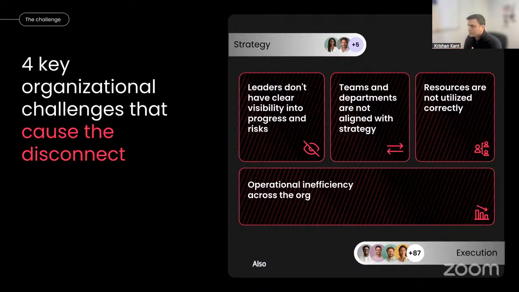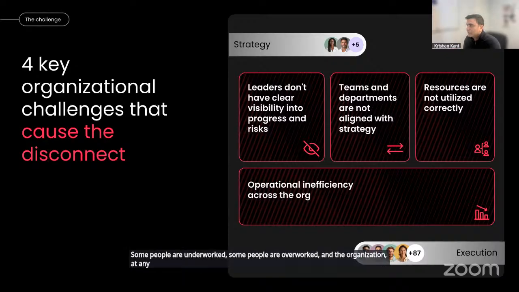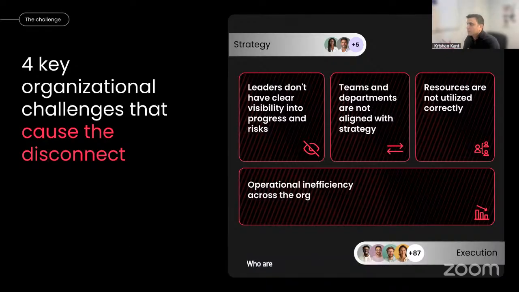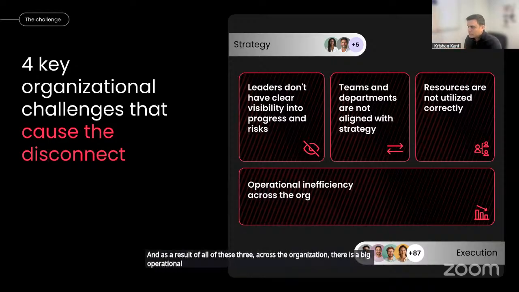Also, in the absence of a proper resource management platform, some people are underworked, some people are overworked, and the organization at any given time does not really know who is underworked and who is overworked. So that creates a big problem. And as a result of all of these three, across the organization, there is a big operational inefficiency.